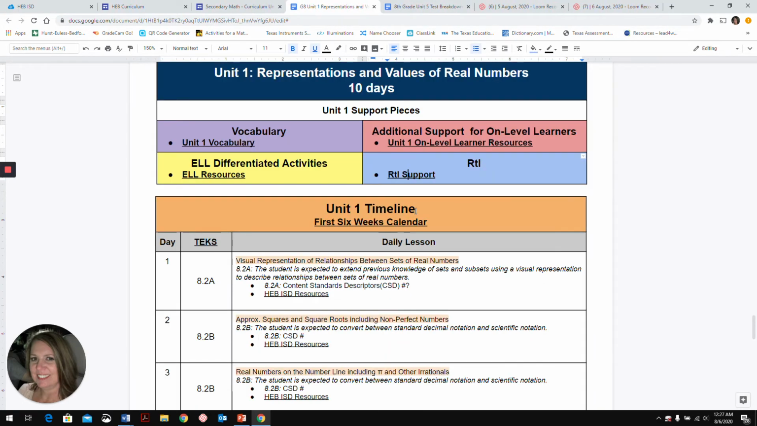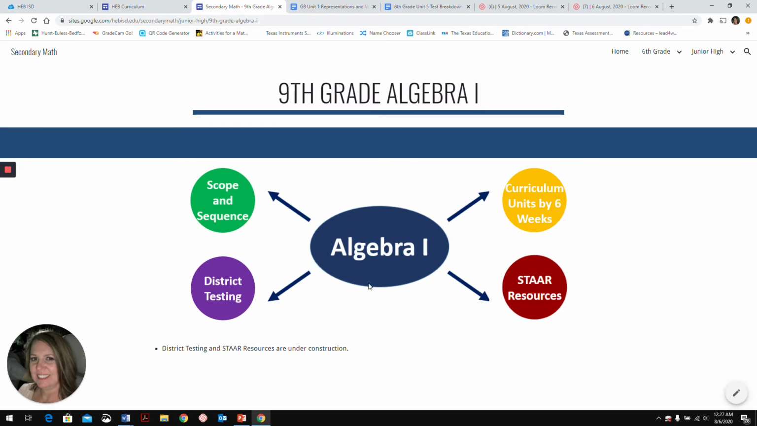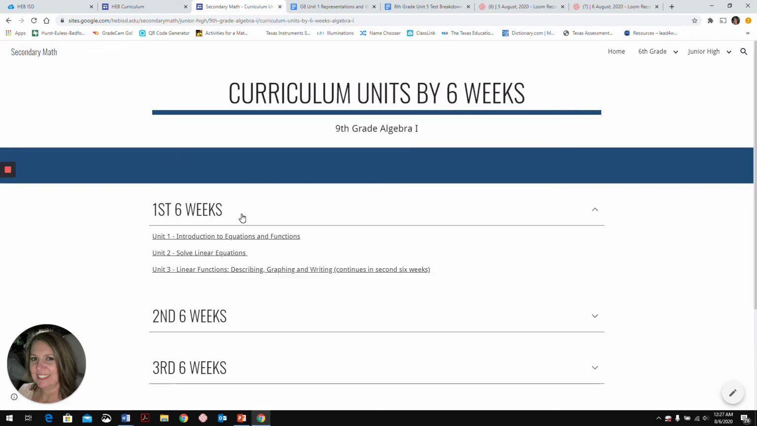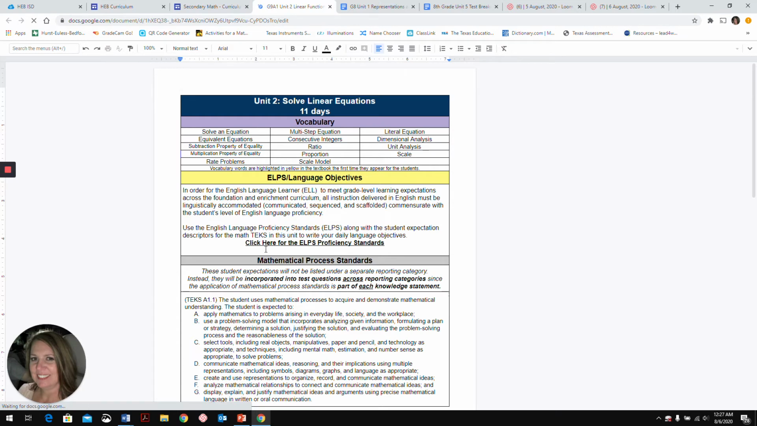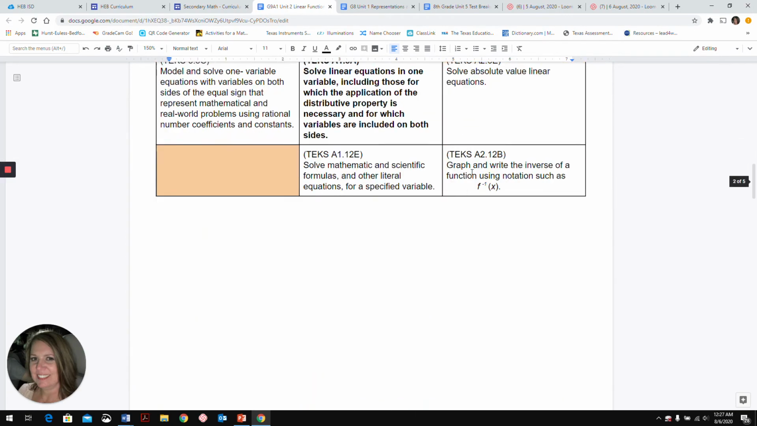Now, like I said, algebra is just a little bit different, so let's take a quick look at an algebra unit. I am going to go into Algebra 1, and I'm going to look at the second unit. The first unit is really just so much review. Let's look at Unit 2. And again, it looks very familiar, beginning with the vocabulary. Everything on those first couple of pages is exactly the same as it is for 7th and 8th grades.